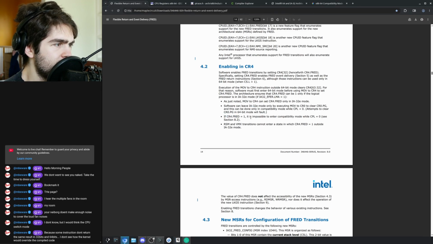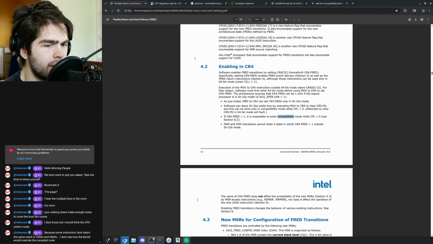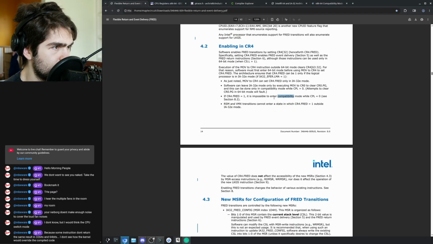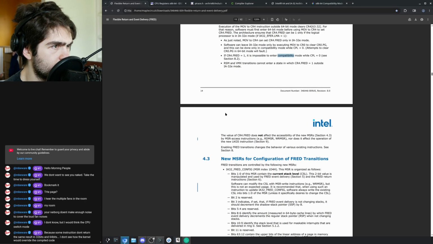If CR4.THREAD equals 1, it is impossible to enter compatibility mode while CPL equals 0. Wait. What do they mean by compatibility mode? Oh, yeah, THREAD is not compatible with 32-bit things. So that would mean that if we want to execute anything 32-bit, we have to disable THREAD. Wait, really? Well, actually, that's logical. But that sounds like a crazy amount of management just to keep 32-bit compatibility. But I guess that's the job of the software. Yeah, that would make sense.